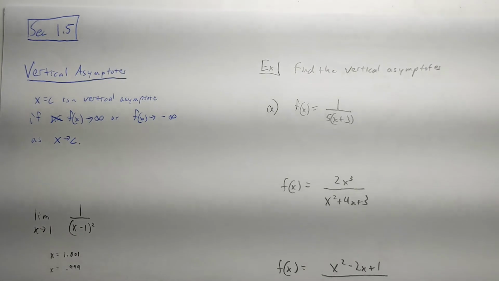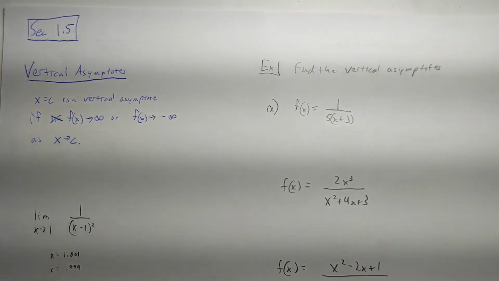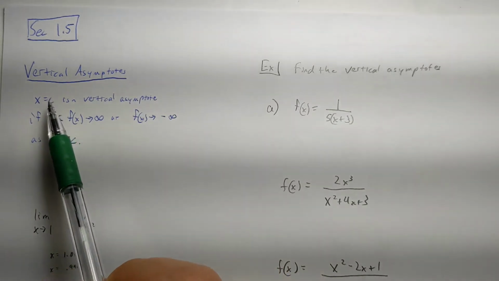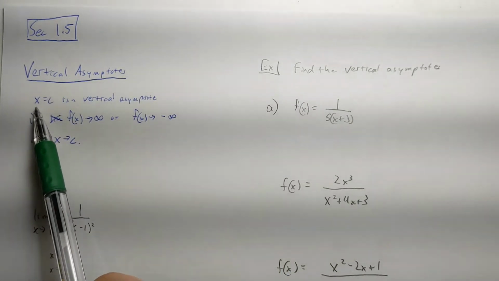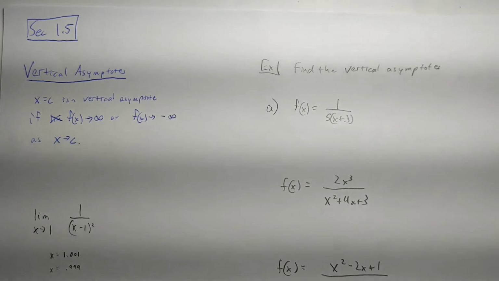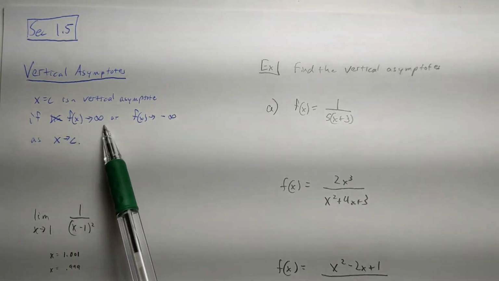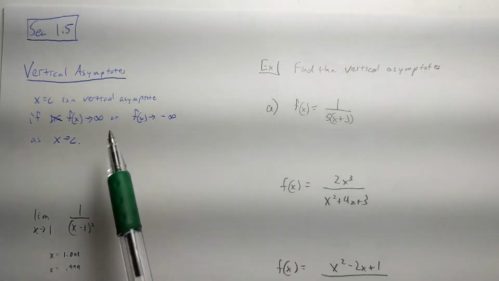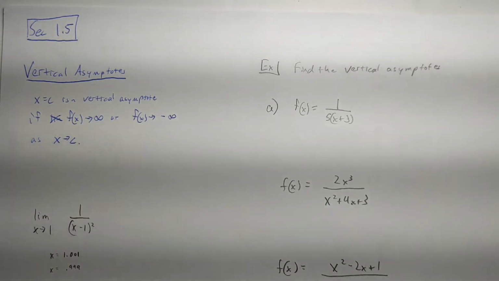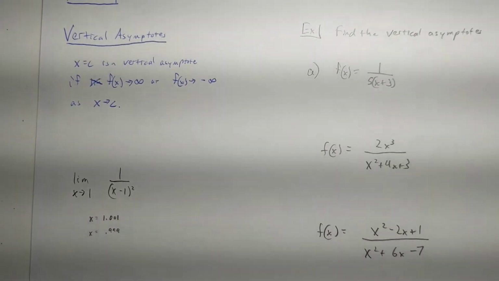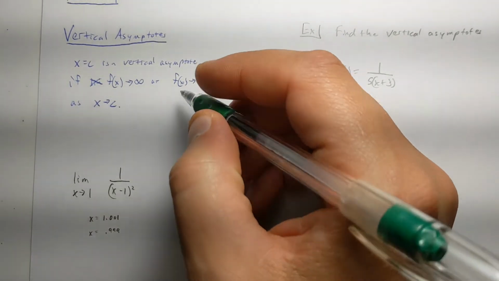Yay, math. So, vertical asymptotes. That's section 1.5 here. X equals c is a vertical asymptote if the function goes to infinity or negative infinity as x approaches c. So what does that look like? Well, let's take a look at an example here. Here's our f of x.